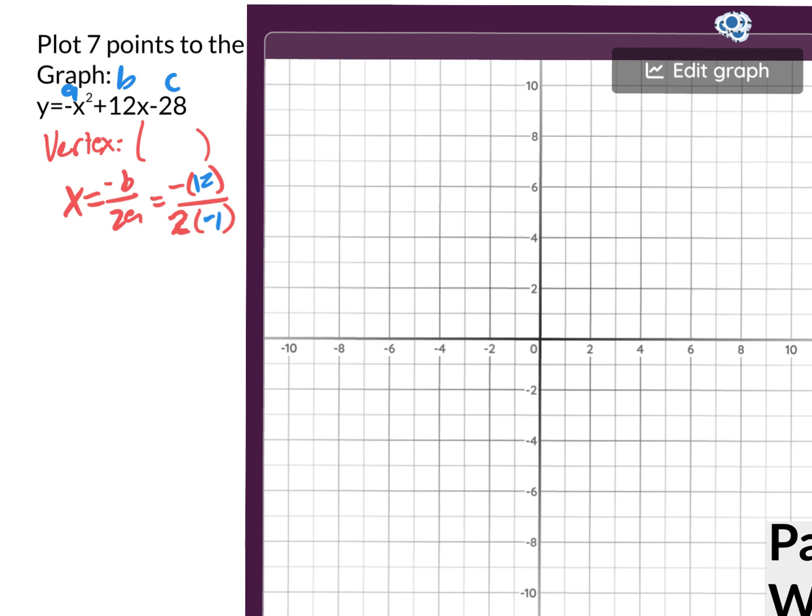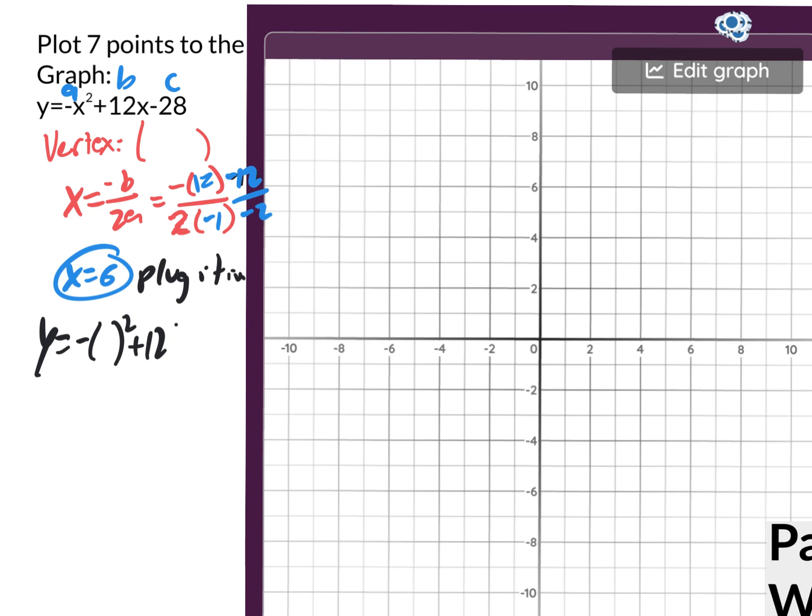Doing the math, a negative 12 divided by negative 2, that'll be X equals positive 6. Once you have the 6, plug it into the original equation. Y equals negative X squared plus 12X minus 28. And we are plugging in that blue 6, the X value of 6.